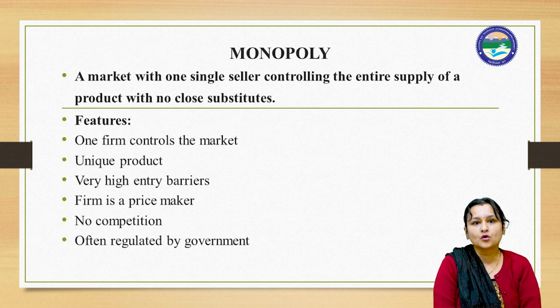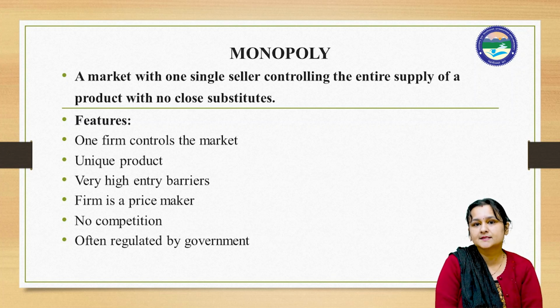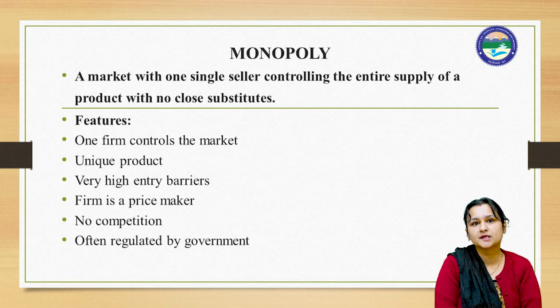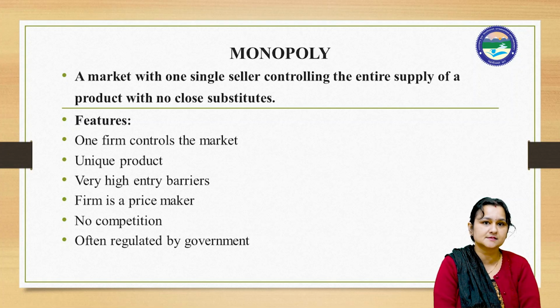This is often regulated by the government. We can say that authorities monitor monopolies to prevent any unfair pricing or exploitation. If we talk about examples of monopoly, electricity supply is one example of monopoly, and railway services are an example of monopoly. Water supply is also an example of monopoly.